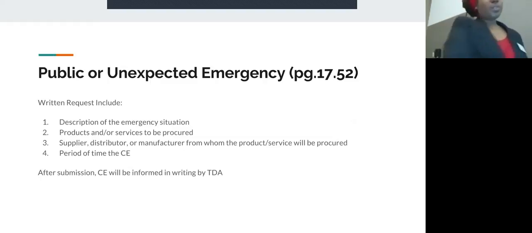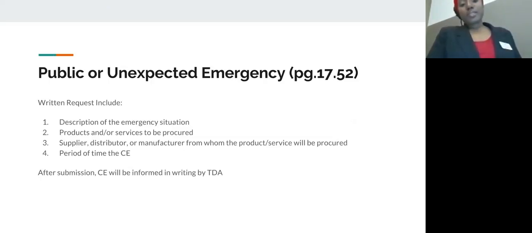Okay, so your written request would primarily include the description of the emergency situation, products and/or services to be procured, supplier, distributor, or manufacturer from whom the product and service will be procured, as well as the period of time for the CE, as in, what period of time does all this cover? Is it just covering a week? Is it covering a month? Is it just for 3 days or just 1 day?